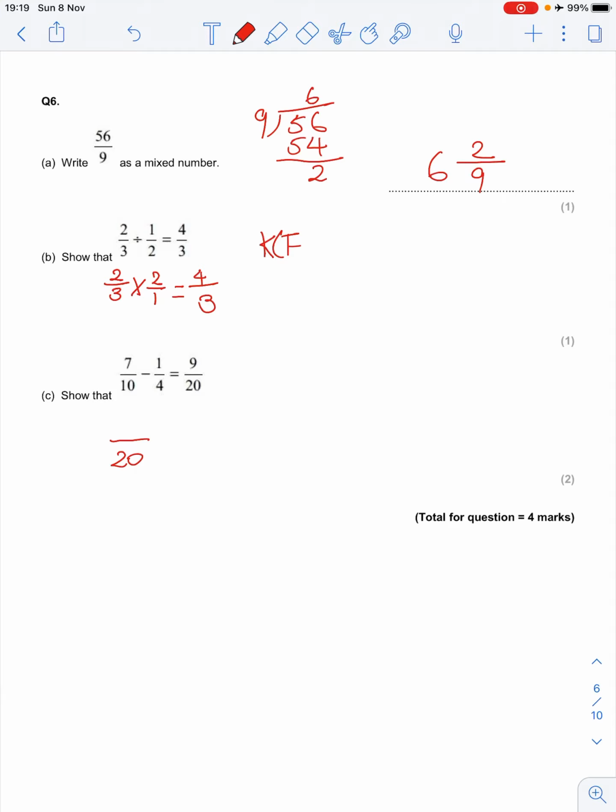So it will be 7 multiplied by 2 is 14 minus, how do we get from 4 to 20? We multiply by 5. So we must multiply 1 by 5 as well. This is 14 take away 5. And this equals 9 over 20.